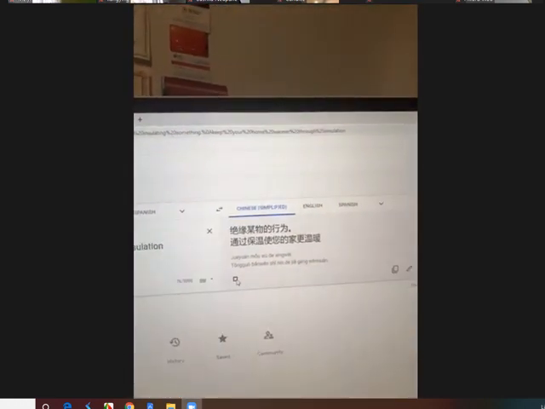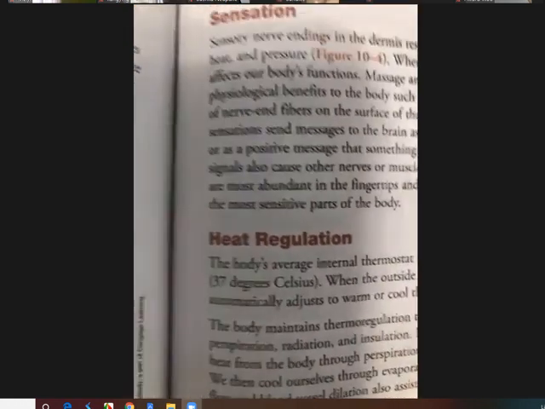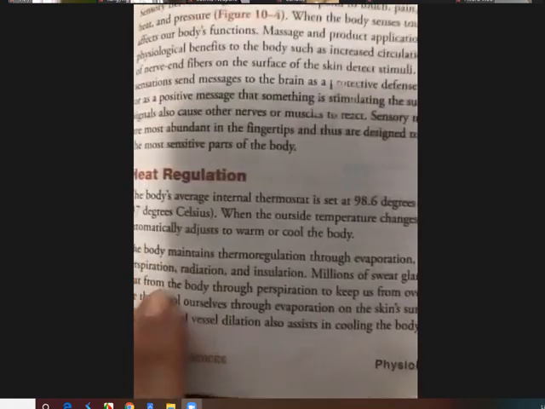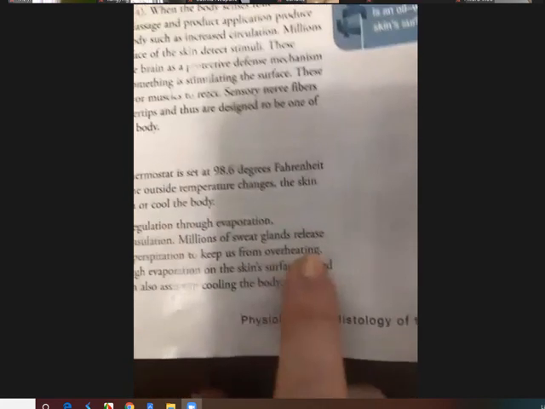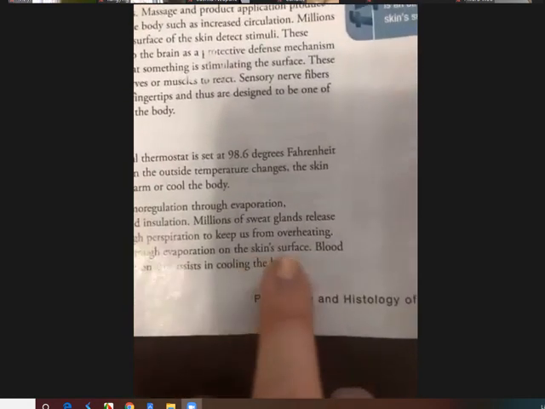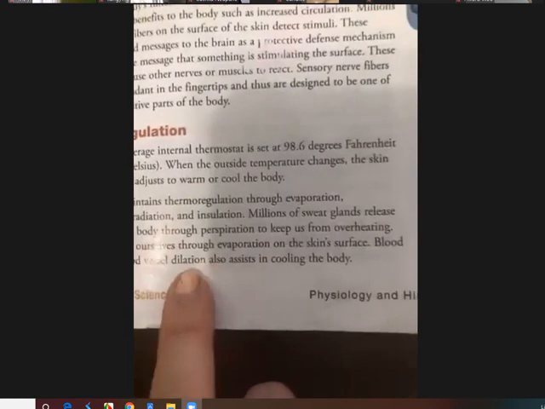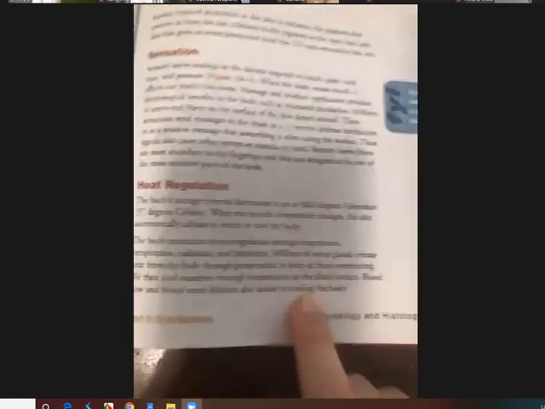支援某物的行为，通过保温使您的家更温暖。So insulation 的意思大概就是帮助你的身体保温、隔绝。Okay，就是皮肤帮你保温。Okay, millions of sweat glands release heat from the body through perspiration, to keep us from overheating. Okay, that's why when we're hot, we sweat. So the sweat will keep our body cool. We then cool ourselves through evaporation on the skin surface. So blood flow and blood vessels dilation also assists in cooling the body.